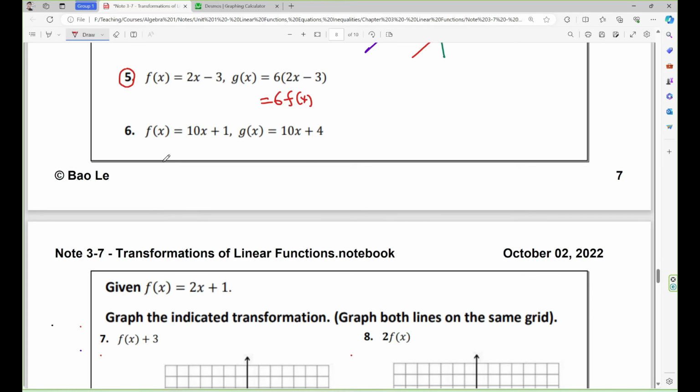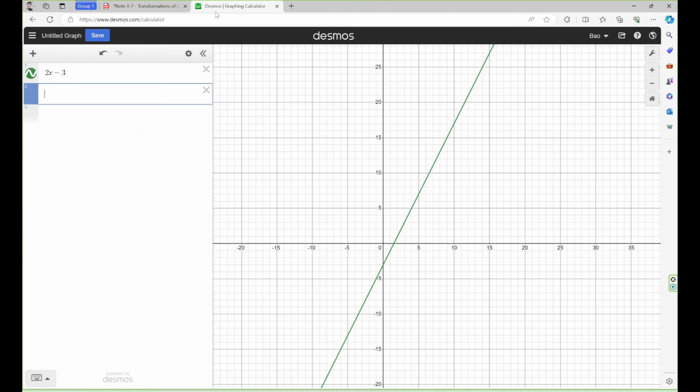Alright, so let's use Desmos to check our work. So I have the old function 2x minus 3. I have the new function 6 times 2x minus 3. And you see that the purple one is the new one, which is vertically stretched or more vertical.